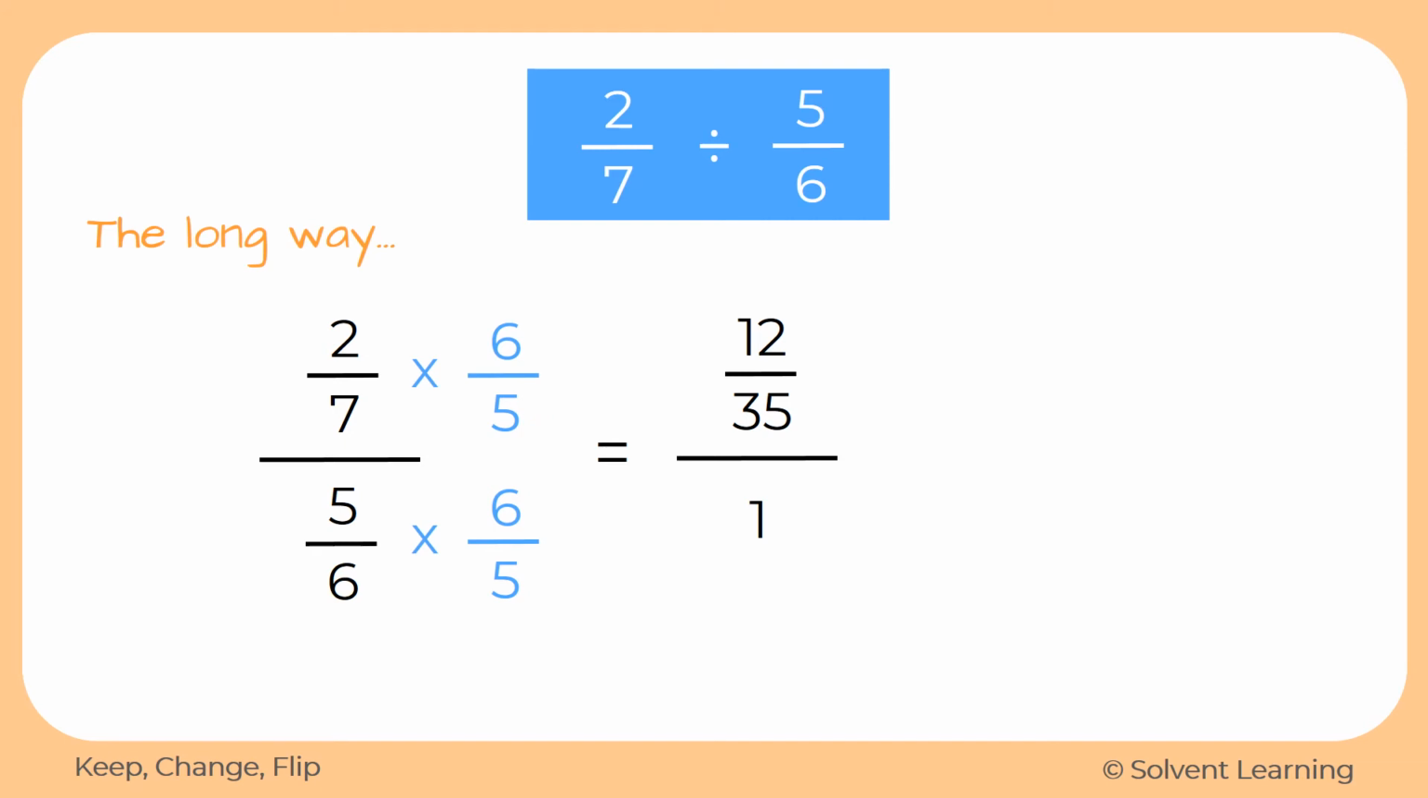Okay, now we still have a fraction within a fraction. But remember, whenever we have a 1 as the denominator of a fraction, the fraction will just simplify to whatever the numerator is. So this fraction just becomes the 12 over 35. So that's our final answer, 12/35. Okay, so that's the long way of dividing fractions without using keep, change, flip.